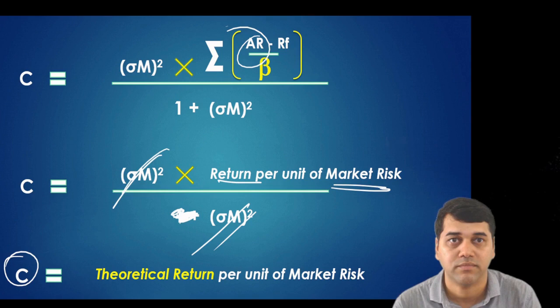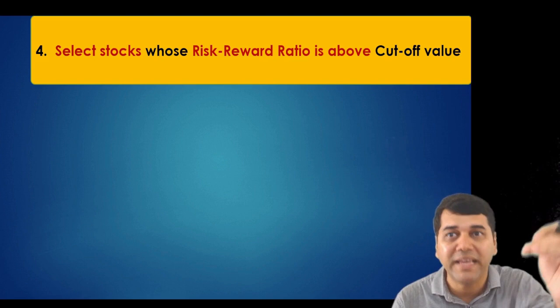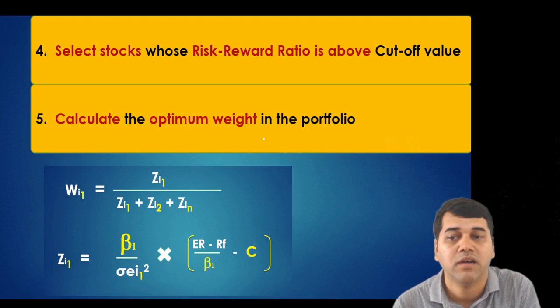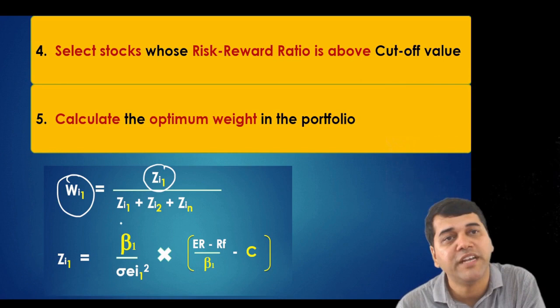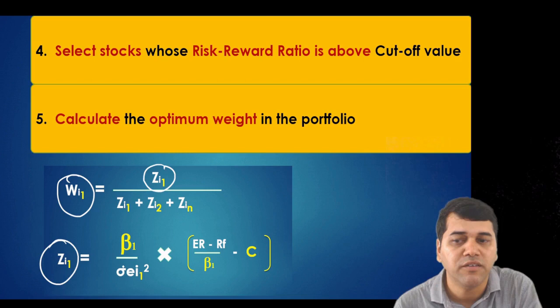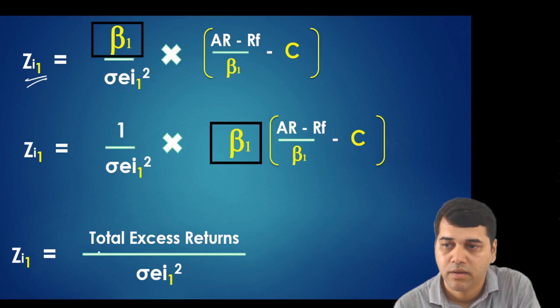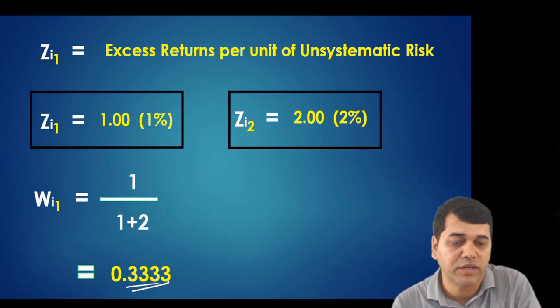Then I'm going to select only those players who have scored above that theoretical runs cutoff value, and then I'm going to calculate the optimum weight. How? The weight of 1 is equal to weight of 1 divided by the sum of weights 1 plus 2. What proportion? So weight of 1 will be beta into unsystematic risk into actual return minus RF by beta 1 minus cutoff point. So there is one more equation to calculate this. Total excess return by unsystematic risk. Again, this interpretation we will not go into. So there is one more equation to calculate my weights, so I can tell my weight is so and so.